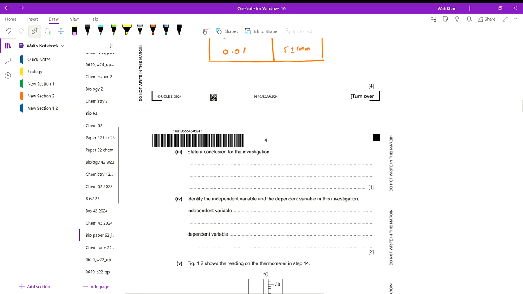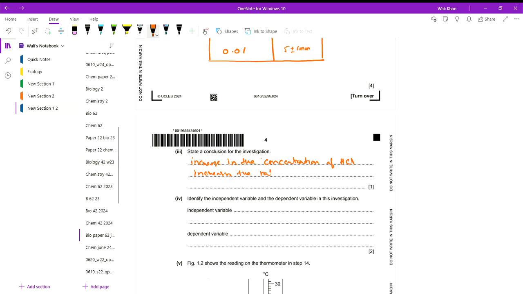State a conclusion of the investigation. Increase in the concentration of hydrochloric acid increases the rate of diffusion.